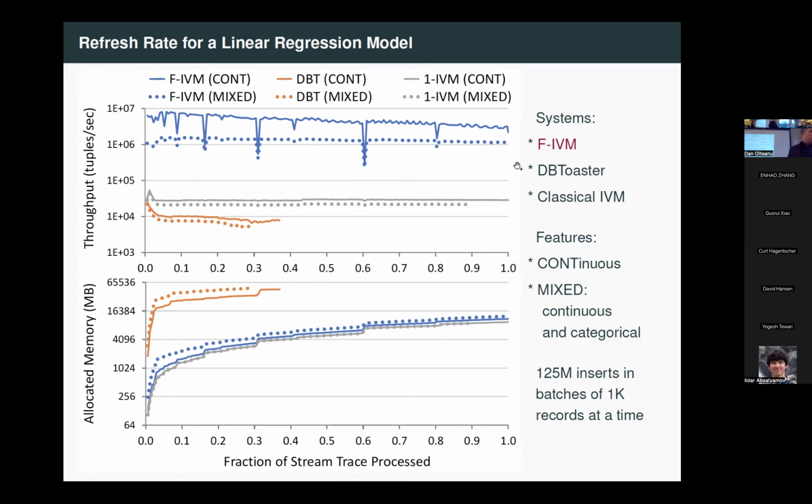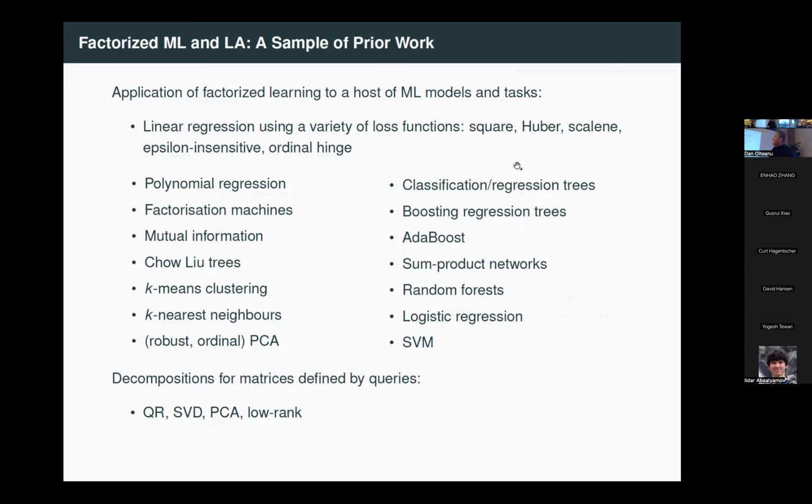So now let me say a few things. We looked, in very many papers, at very many types of models. Of course, we didn't cover everything. In particular, linear regression, we considered under a variety of loss functions to give different behaviors, not only square loss, the one I showed you, but Huber, scalene, epsilon-insensitive, ordinal hinge. And we did a lot of other models as you see them here.